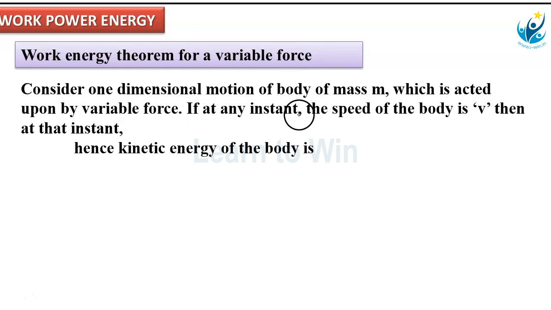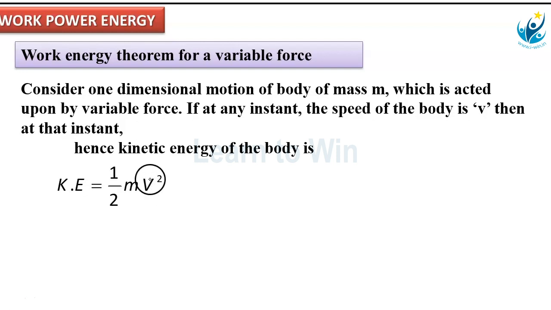If at any instant of time, the speed of the body is v, then at that instant, the kinetic energy of the body, mass is m, velocity is v for the given instant of time, is half mv square. K equal to half mv square. Half, a numerical number. m, mass of the object. v, velocity. Here, with the variable force, acceleration is not constant, which means velocity is also not constant.